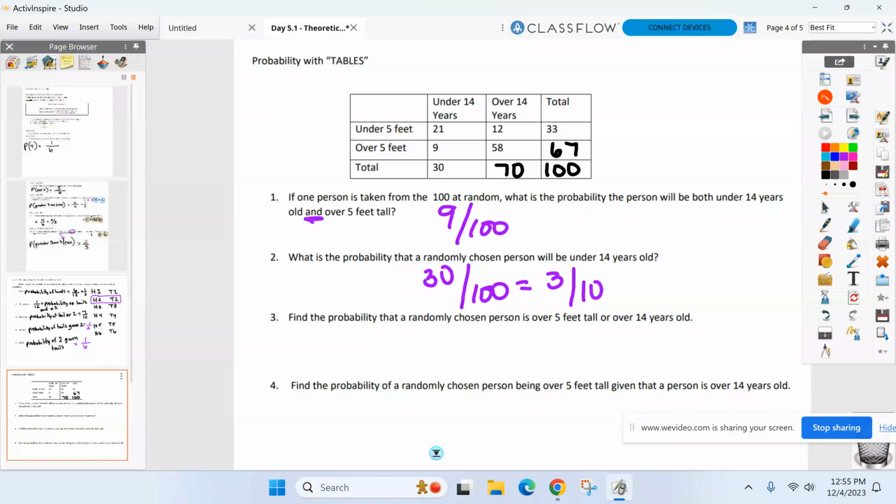Okay, here we go. A randomly chosen person is over 5 feet or over 14 years old. We got to watch ourselves here. Let's take it one by one. How many are over 5 feet? 67, yep. Plus, how many are over 14 years old?